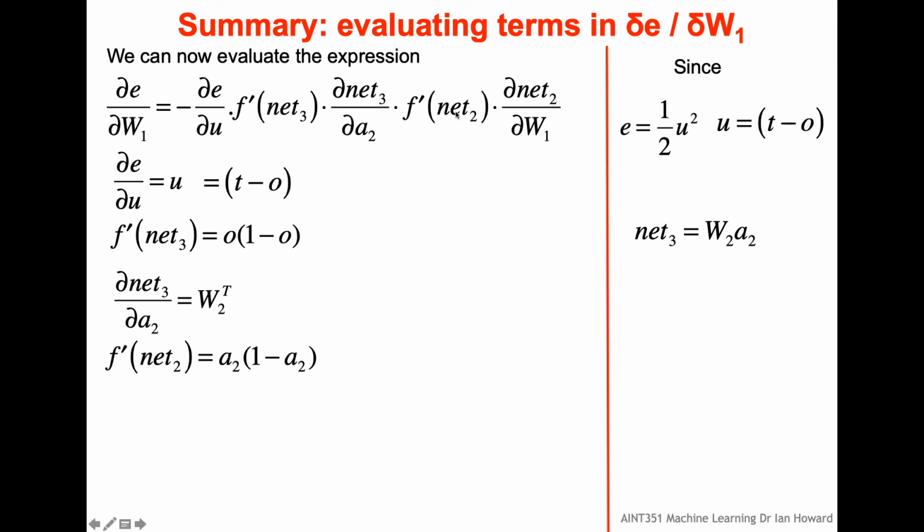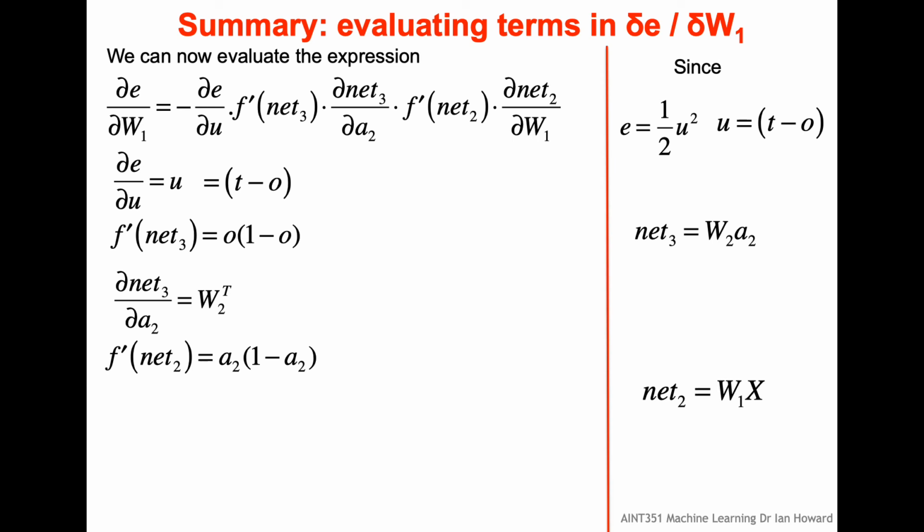f of net2, again in this case, this is the nonlinearity at the output of the hidden layer, right? So the output of that is the activation levels. So it's not the overall output of the network, which was O before, it's now A2. So for this particular derivative, we see that f prime of net2 is going to be its output take away 1 minus its output. So it's A2 multiplied by 1 minus A2.